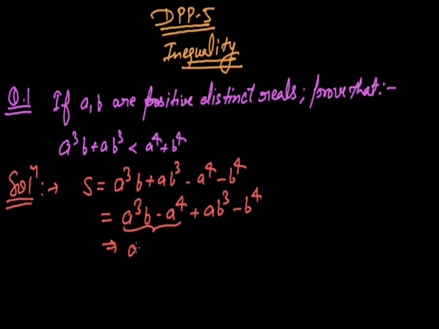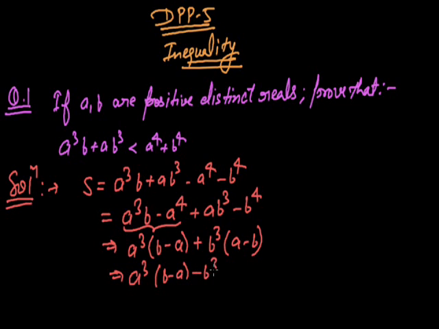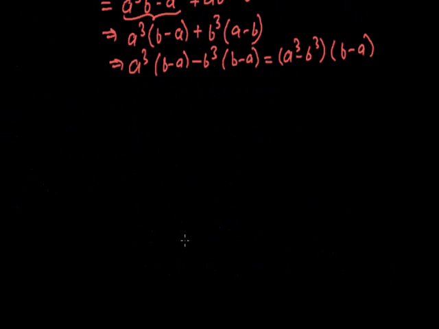By taking A cube as common from the first two terms, we have A cube into B minus A, plus B cube into A minus B, or we can say A cube into B minus A minus B cube into B minus A. That would be written as A cube minus B cube into B minus A. Now let us have two cases for the given expression.